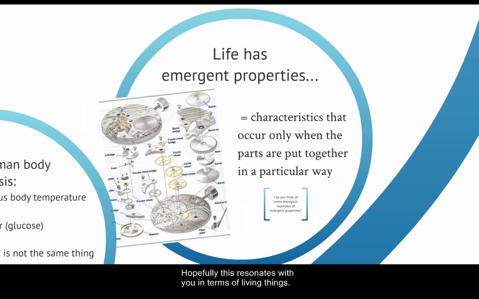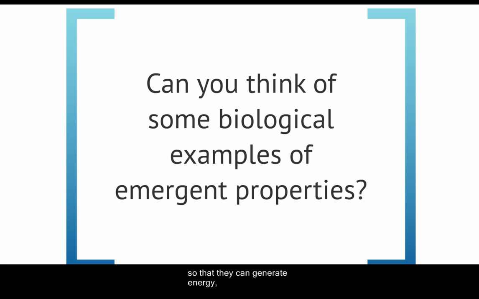And hopefully this resonates with you in terms of living things. Cells have to be put together in just a certain way so that they can generate energy, consume the nutrients they need, and get rid of the waste they don't need. At an ecosystem scale, you need producers and consumers, you need top predators, and if all of those things function together, we have a food web. So we're going to see emergent properties throughout the class, and this is connected to a theme we're going to see in the class of the relationship of structure and function.